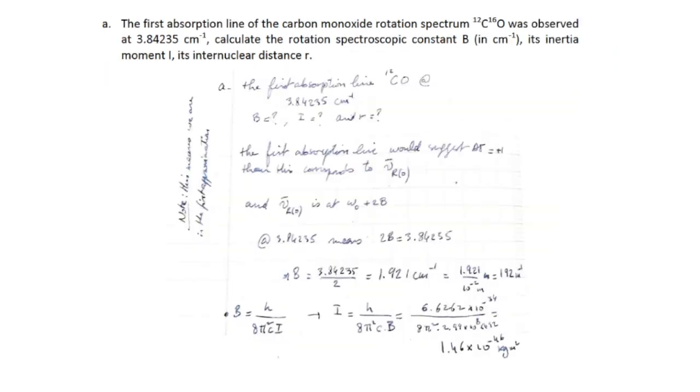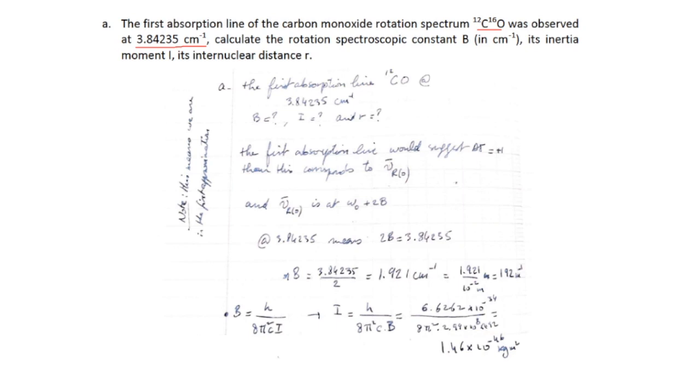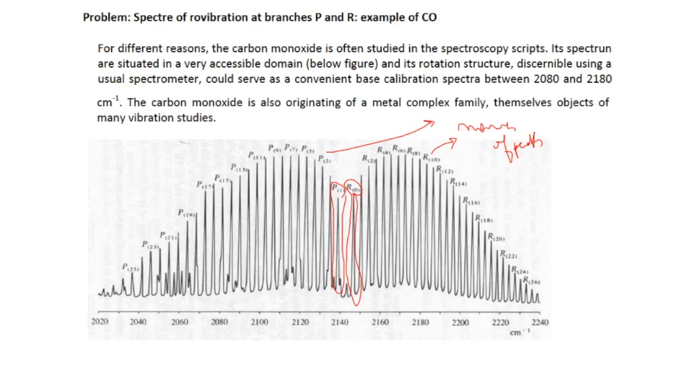Okay, so the first question: the first absorption line of the carbon monoxide rotation spectrum, C12 O16, was observed at 3.8 centimeter minus 1. Calculate the rotation spectroscopy constant B, its inertia moment, and its internuclear distance. Now, look, 3.8 centimeter minus 1 cannot be the value for a line, obviously, because each line is in the 2000 something. So when we say it like that, it means that's how far it is from the central gap. So this 3.8 is from here to here. Okay?